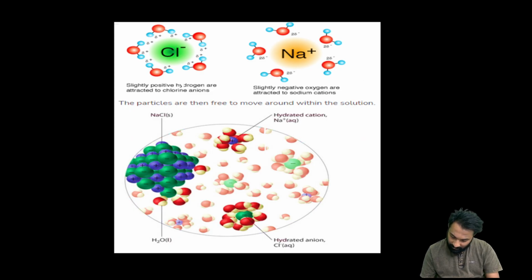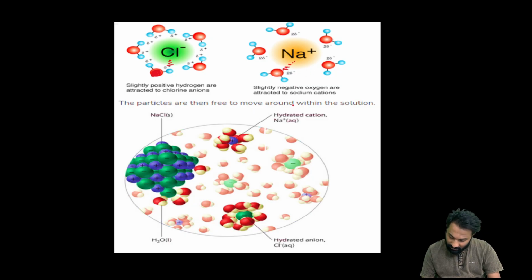Now you see here, this is H2O, right? You can see this is H2O, this is oxygen, and these are hydrogens. Hydrogens are attracted to the chlorine. Now you can see here the oxygen is attracted to the Na plus ion.